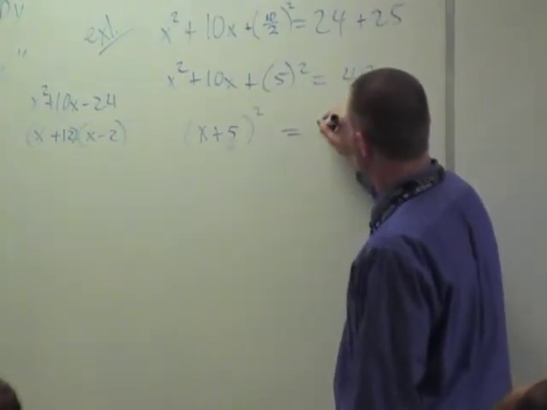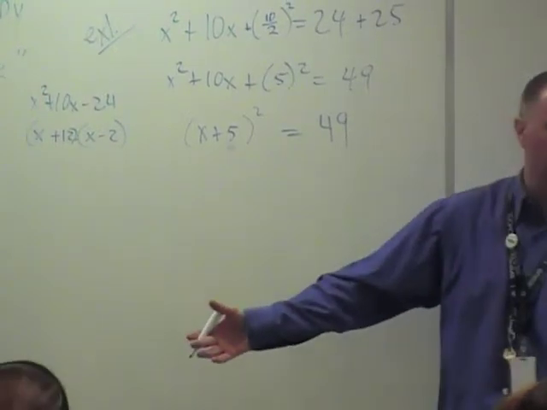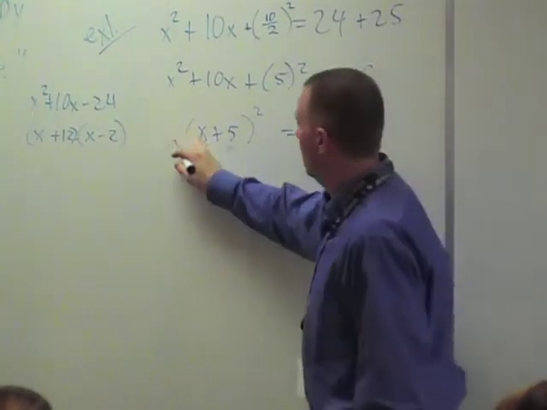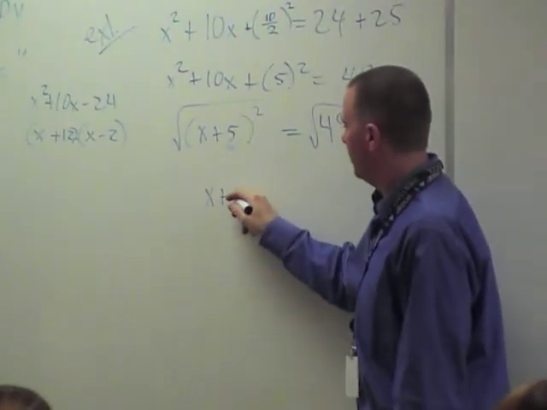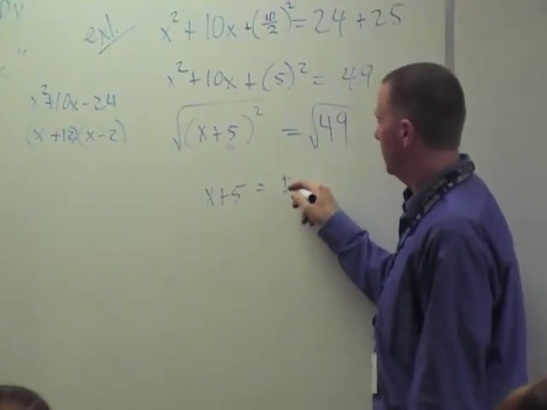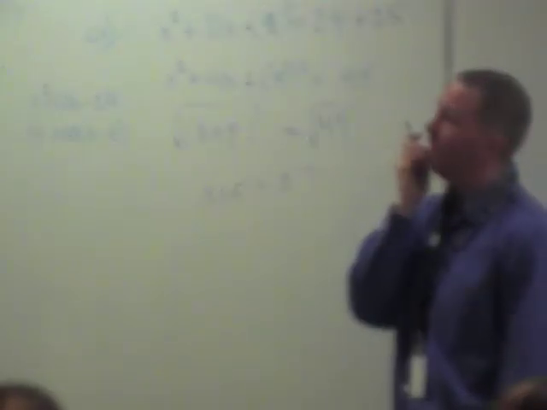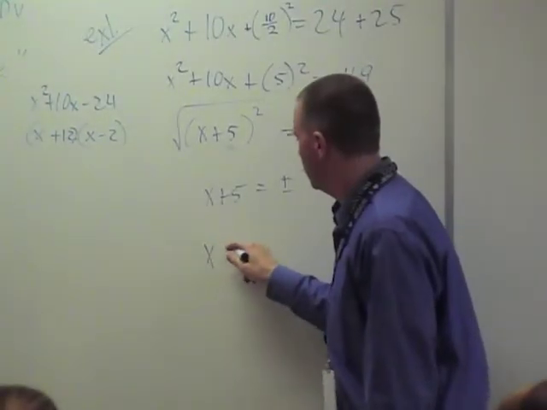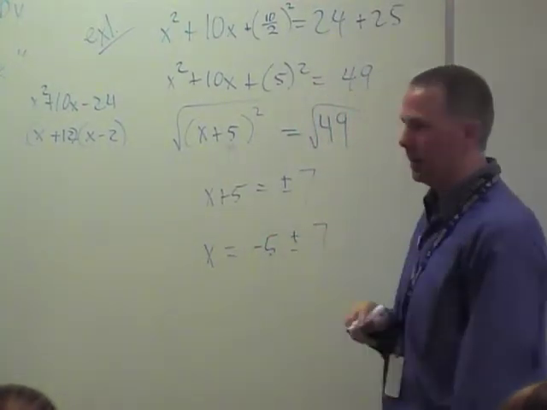All right, and then this is 49. Now you get what we did the other day. How do I solve this? Step 4, square root both sides. What do I get? x plus 5 equals plus or minus 7. Now what do I do, Steph? Subtract 5. So x equals negative 5 plus 7 or minus 7.